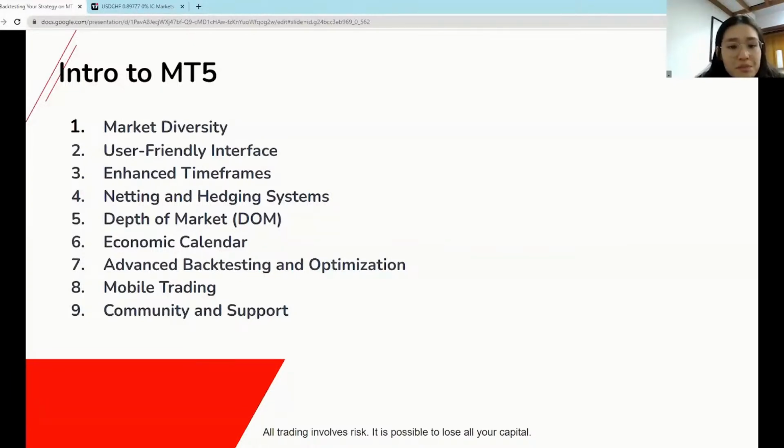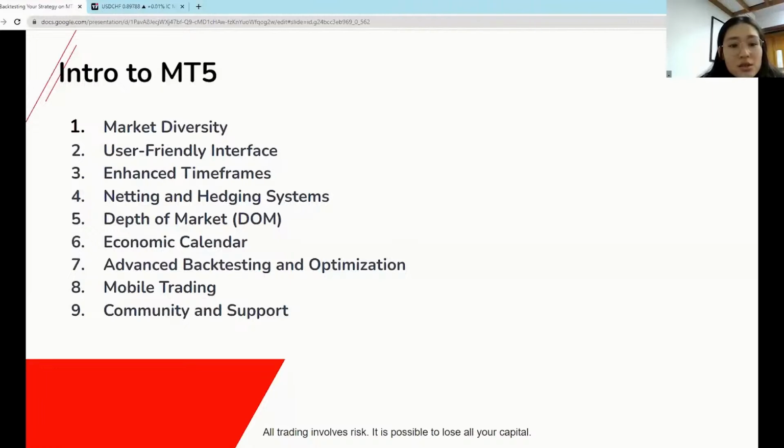Number 7. MT5 offers advanced backtesting and optimization capabilities, allowing you to test and fine-tune your trading strategies using historical data. Similar to MT4, you can assess the performance of your strategies under various market conditions and optimize them to improve their effectiveness. I mentioned earlier that both MT4 and MT5 are available as a mobile version as well.